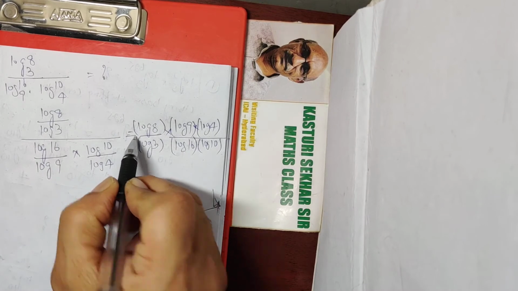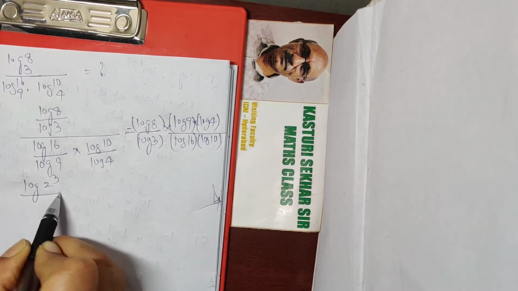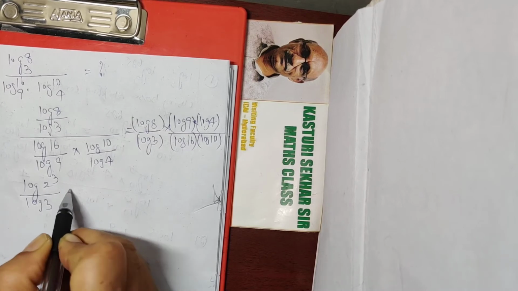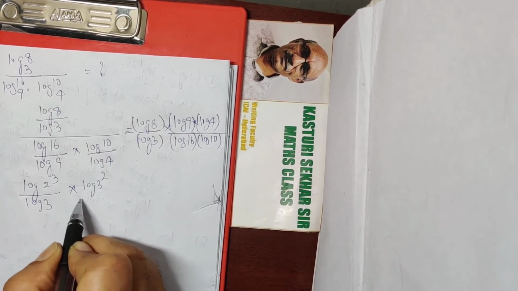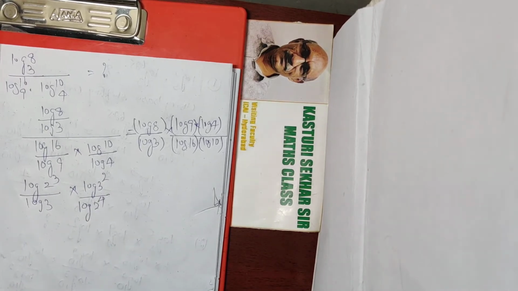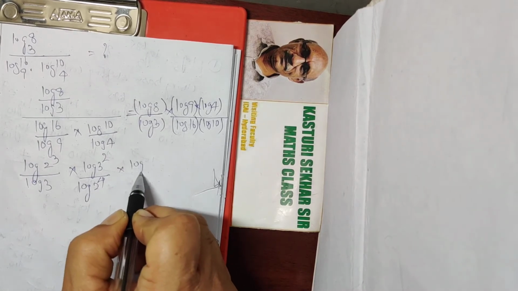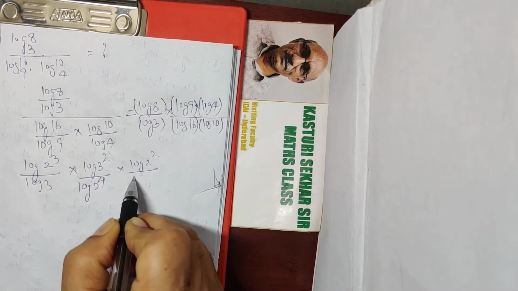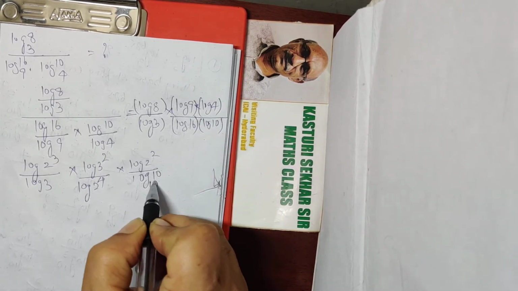Now log 8 can be written as log 2 cube divided by log 3. Log 9 can be written as log 3 square. Log 16 can be written as log 2 power 4, and log 4 can be written as log 2 square. Log 10 is 1, log 10 to the base 10.